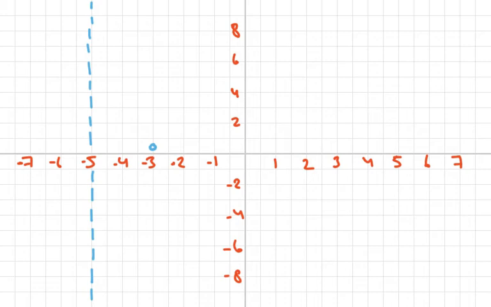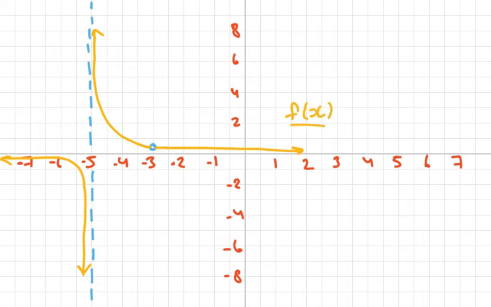Now we can draw our function. Remember that rational functions also have a horizontal asymptote at y equals 0. So this is the graph of f of x divided by g of x.